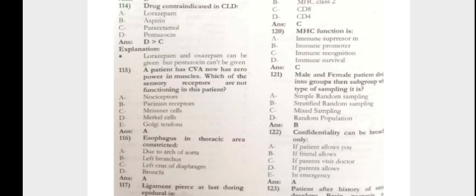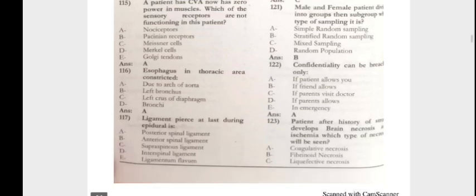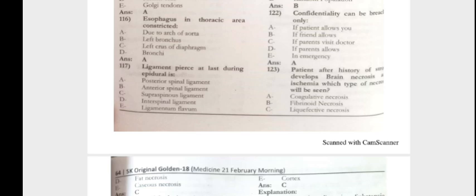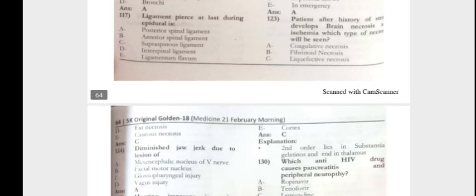Male and female patients divided into groups, the subgroups. Which type of sampling is that? Stratified random sampling. The confidentiality can be breached only if the patient allows. A patient after a history of ischemia develops brain necrosis. Which type of necrosis is seen? That is the liquefactive necrosis.